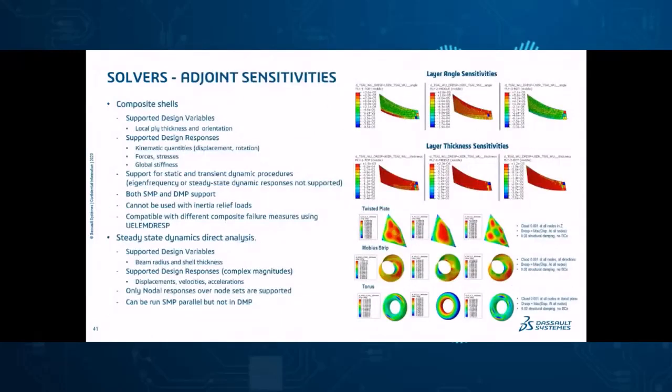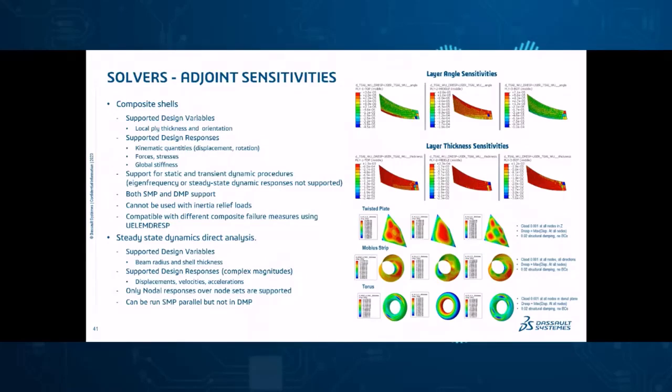The sensitivities can be extracted for composite shells, as shown on the slide, and we're supporting design variables of ply angle and ply thickness, and you can access these by using a distribution table. There are plenty of options for design responses: displacements, forces, stresses, stiffness, etc. But these can also be combined with the user-defined element design response to obtain sensitivities for different composite failure measures such as Tsai-Wu and Hoffman.